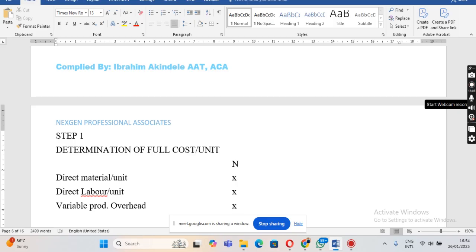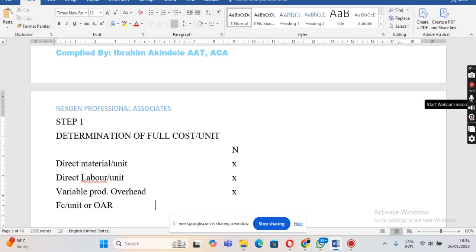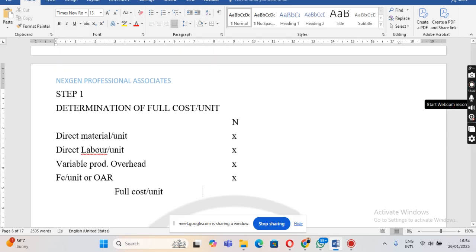Now, what about the fixed cost? So you can now have fixed cost per unit. You can now add your fixed cost per unit, or you say it is OAR. OAR means overhead absorption rate. We will now determine overhead absorption rate, class. So when you add all these things together, you have your full cost per unit. You can see that you have your determination of full cost per unit.